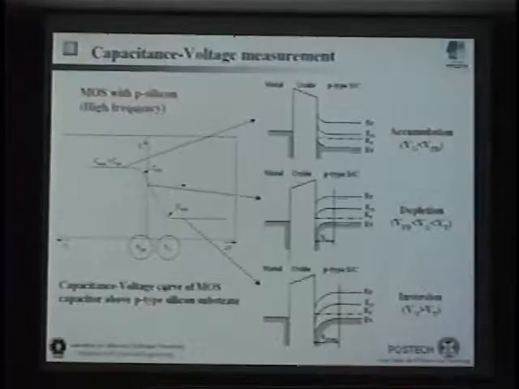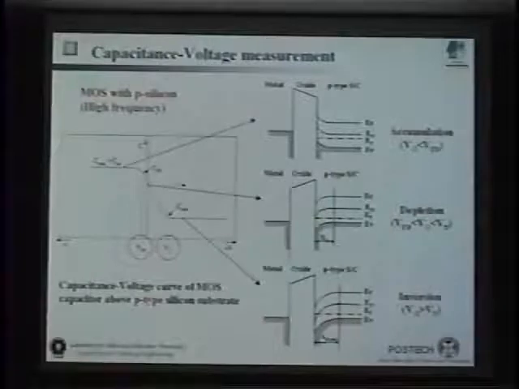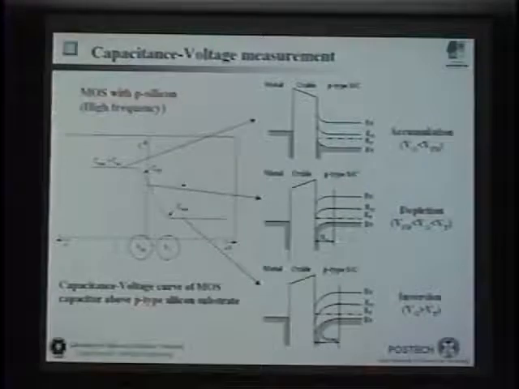But if you have defects or mobile charges or some other fixed charges, this curve will change. I mean the shape or slope or the position of this flat band voltage or threshold voltage. So by looking at these simple CV measurements, you can have some ideas about the defects in the insulators and semiconductors.